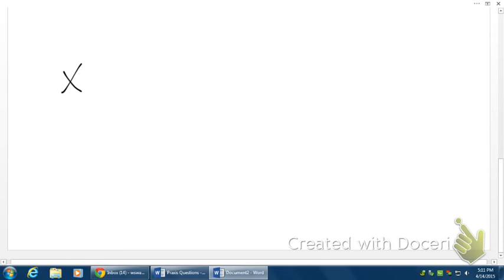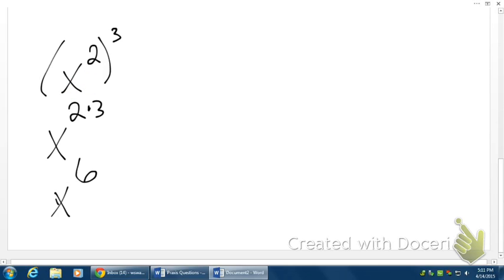Also, if something's being raised to an exponent like this, it's being raised to the third power. Instead of adding those exponents, we're now going to multiply. Okay, so this really becomes 2 times 3. That's going to give me x to the 6. Okay, same thing over here.